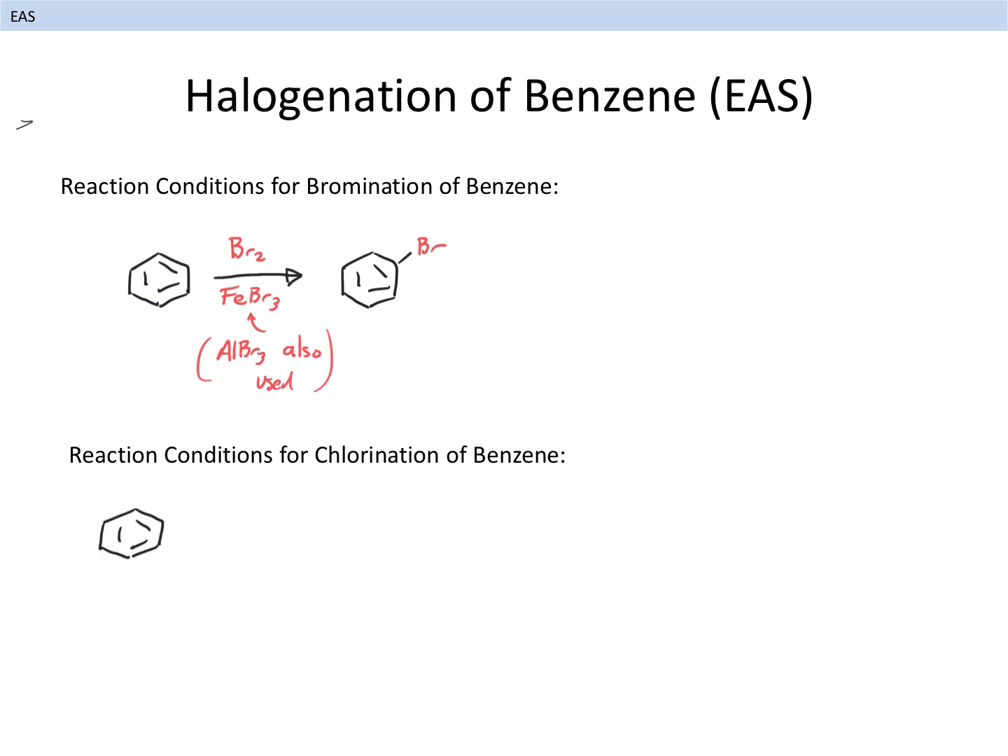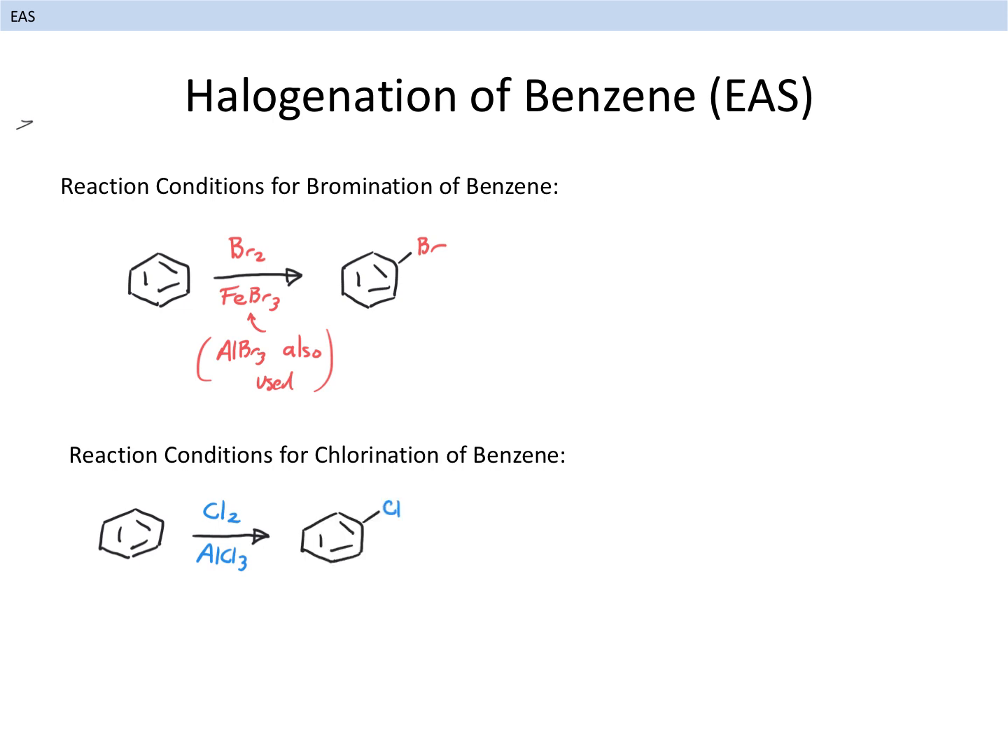Similarly, for the chlorination of benzene, benzene reacts with chlorine in the presence of aluminum trichloride as the catalyst. Similar to bromination, this catalyst facilitates the formation of a highly reactive chlorine electrophile, enabling the substitution reaction. The product of this reaction is chlorobenzene.